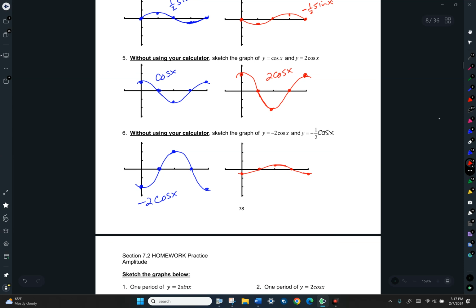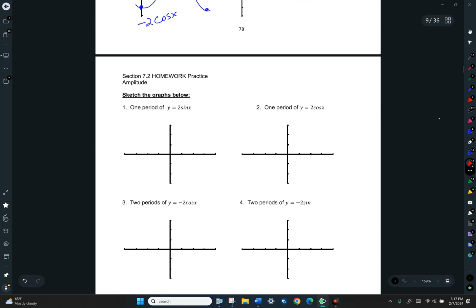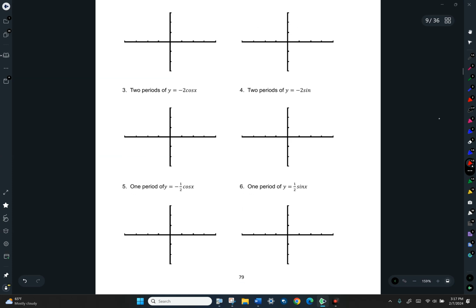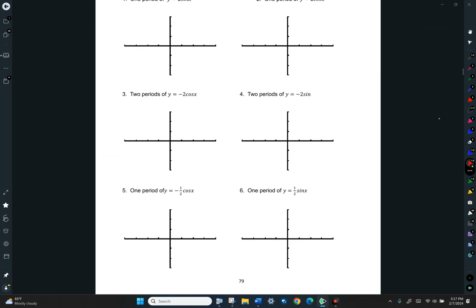Okay? So again, like before, the 7.2 homework practice, we've done all of these, but it's just you getting used to the idea of having an amplitude and drawing the basic sine and cosine graph, and then possibly flipping it across the x-axis. So it's just a little practice with the same stuff. These are all no calculator because this is you getting used to being able to draw it without using your calculator.